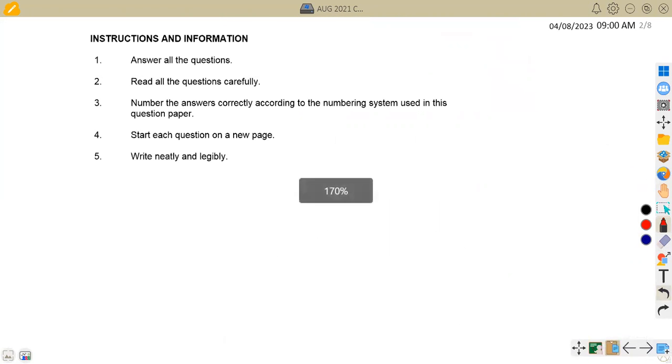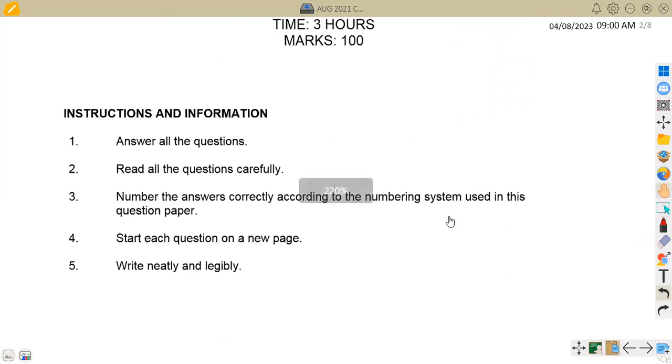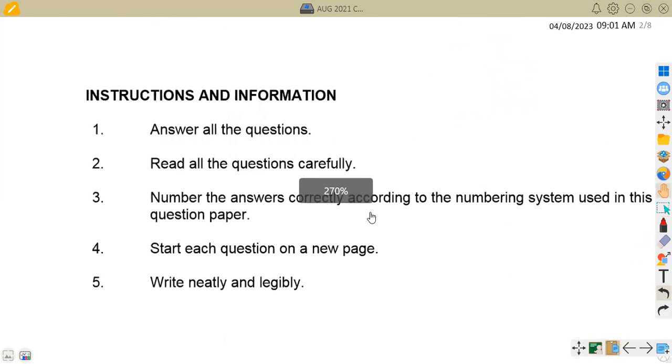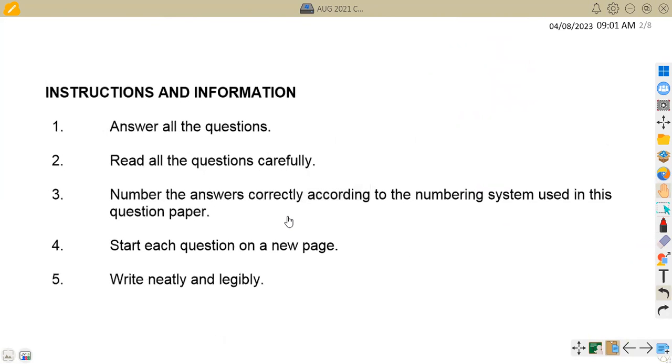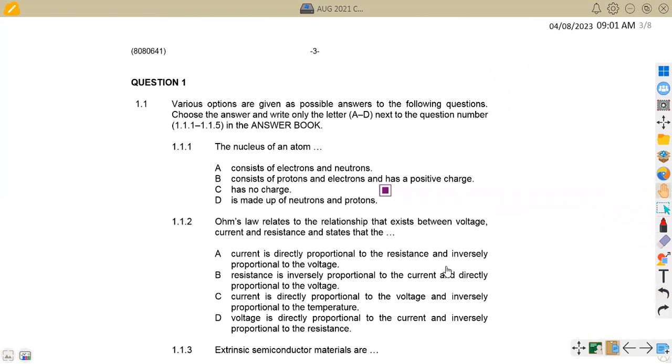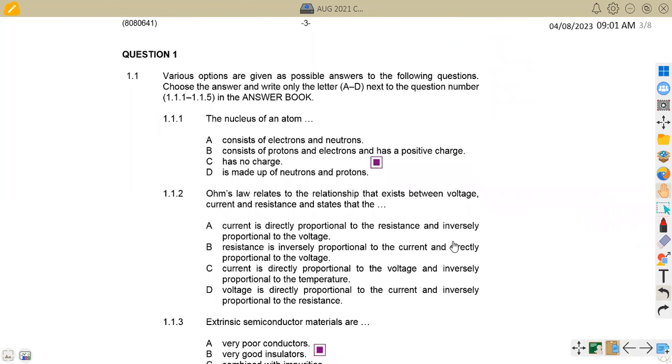So as we know, guys, you must be able to read your instructions and so forth. So here we are given our instructions and information, which is important, especially to number the answers correctly according to the numbering system used in this question paper. All right. So the first part that you're given is question number 1.